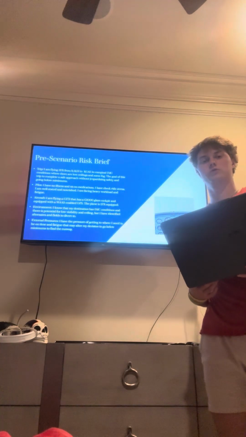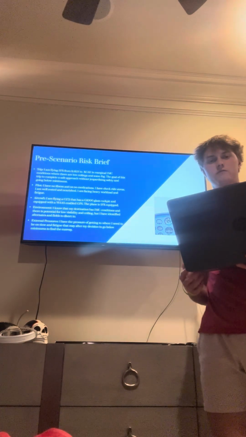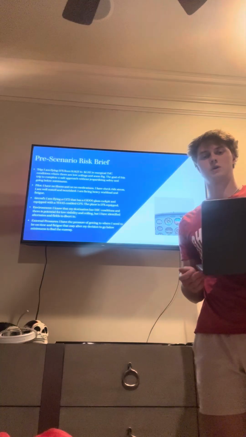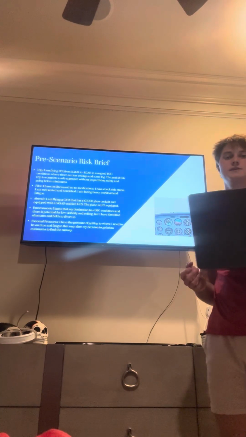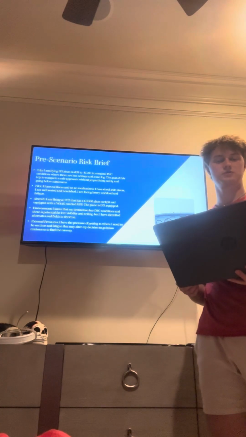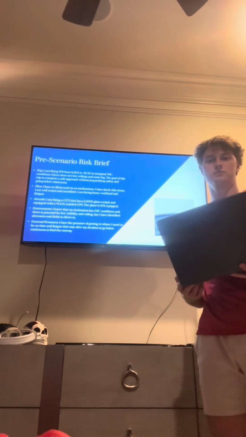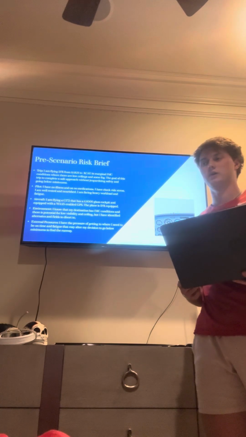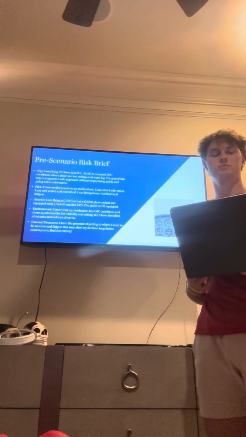So, for the pre-scenario risk brief for the trip, I'm flying IFR from my training airport, which is KAKH, to KCAE. I'm in marginal IMC conditions. There's low ceilings and some fog. The goal of this trip is to complete a safe approach without jeopardizing safety and going below my minimums.